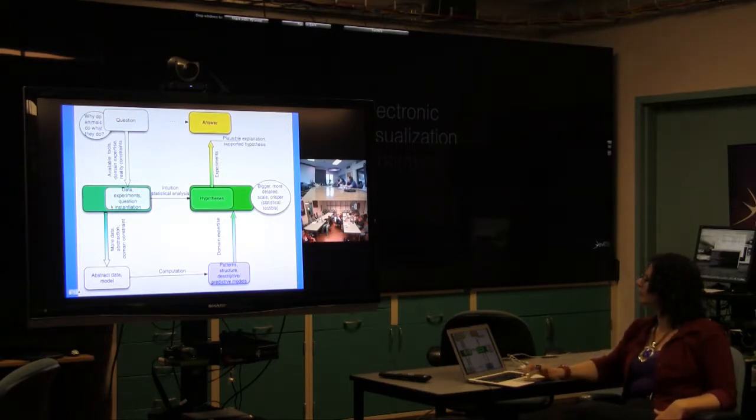Could you define computation? Like, I don't know what it means when you say computational ecology. We will. Like, what does computation mean? I'm about to do that. Oh, sorry. Right.